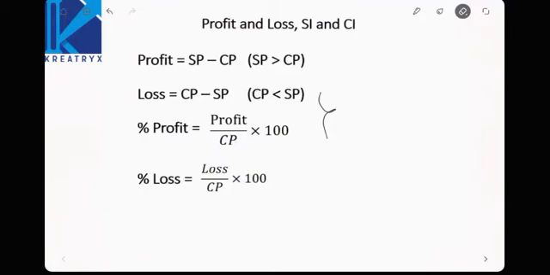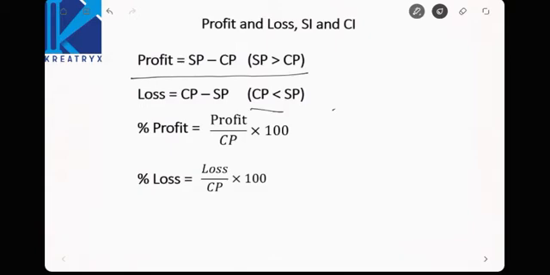Hi friends, let us discuss the theory part of simple interest, compound interest, loss and profit. These are the normal formulas that we observe frequently. Profit is nothing but selling price minus cost price. Your selling price must be greater than cost price. Loss is when cost price must be greater than selling price.